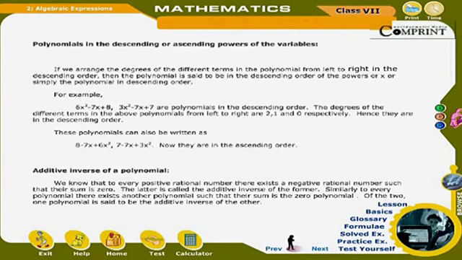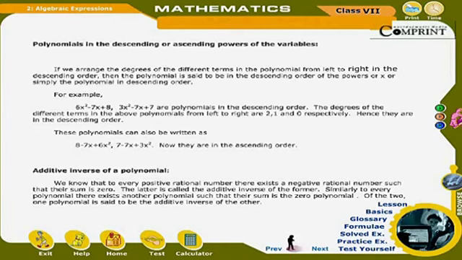Polynomials in the descending or ascending powers of the variables. If we arrange the degrees of the different terms in the polynomial from left to right in the descending order, then the polynomial is said to be in descending order of the powers of x. For example, 6x square minus 7x plus 8, 3x square minus 7x plus 7 are polynomials in the descending order. The degrees of the different terms in the above polynomials from left to right are 2, 1 and 0 respectively. Hence, they are in the descending order.